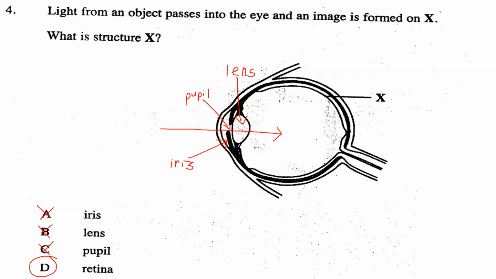What do you think it is? I think it's the lens. No, it's not the lens. Because remember, X is right here, right? And we said that this part right here is the lens. So it can't be the iris, it can't be the lens, it can't be the pupil, because the pupil is right here, the iris is right here, and the lens is right here. So X is all the way over here. So what must X be?